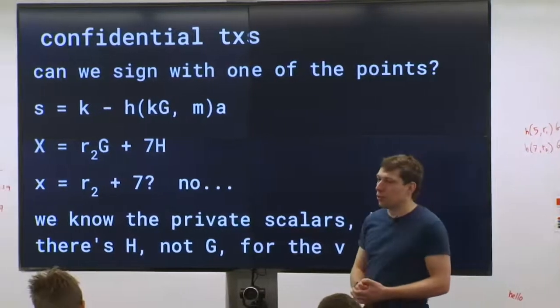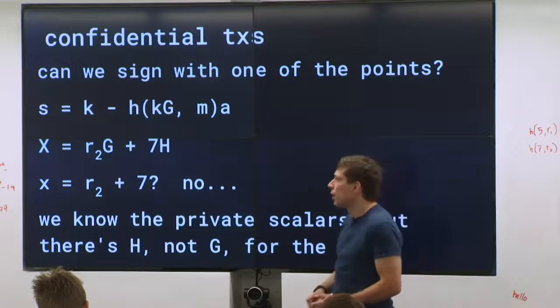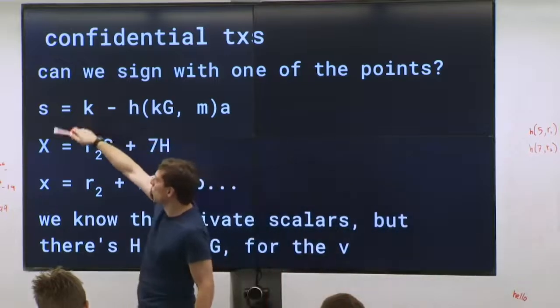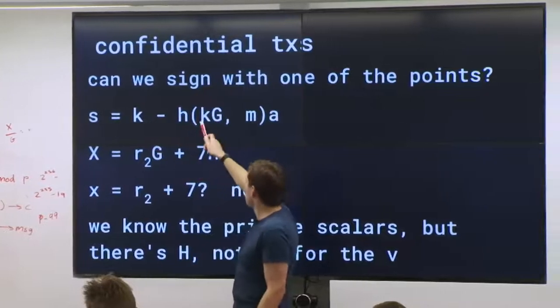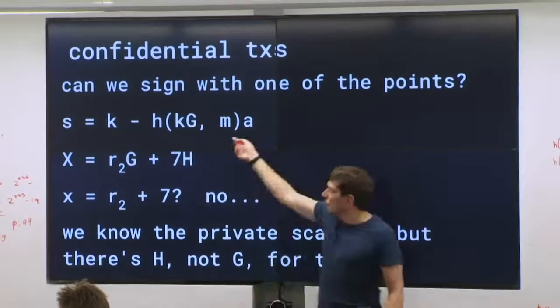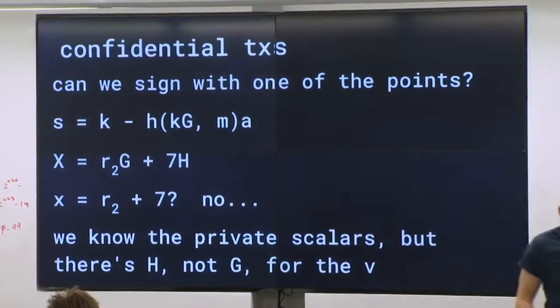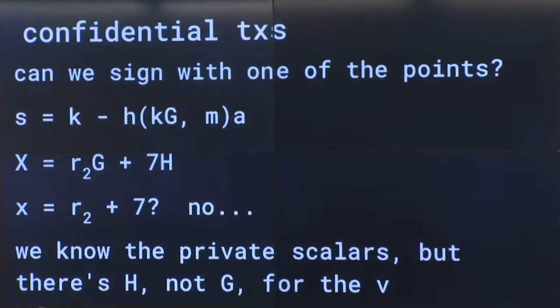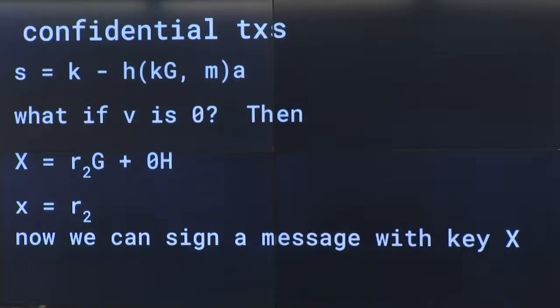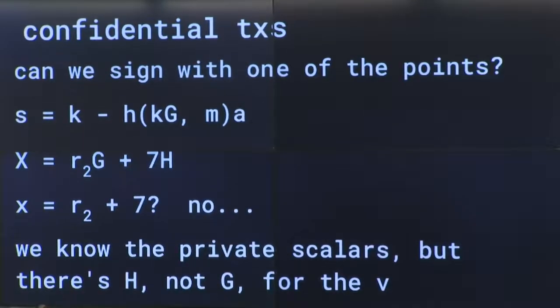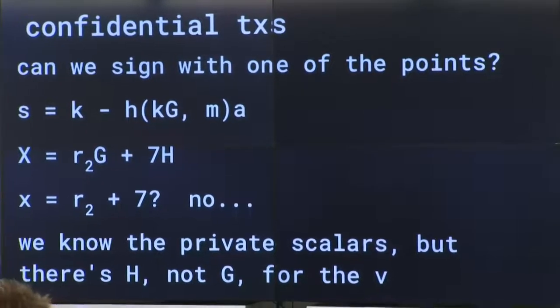Generally, signatures are with respect to a single generator point, right? The way to verify this is multiply both sides by G, right? S times G should be k times G minus the hash of k times G and the message, times a times G, which is a public key. That works. But now you've got H in here. So we're stuck. We could try to define another signature thing with both A and G, but that doesn't work.